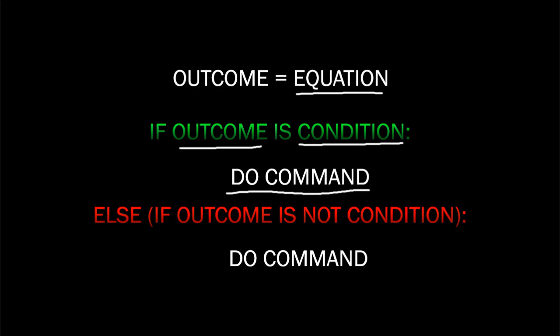Now, it's in green because think of it as if statements are normally what we want the outcome to be. So, say we had an equation that's 2 plus 2, we would say if the outcome equals 4, then follow through and do the rest of the code.